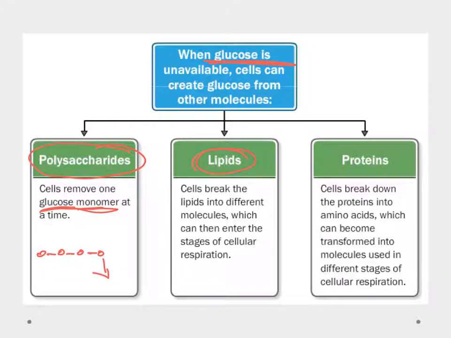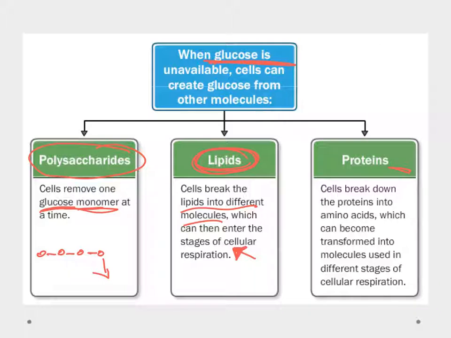The other one are our lipids. Okay, remember when we talked about lipids, we said that those are molecules that are storing excess energy. Well, the cells are going to break the lipids into different molecules, and these different molecules will then enter into the stages of cellular respiration. So it's not going to form glucose, but it might form some of the later molecules that then can run through the cycle, and it can generate ATP that way.